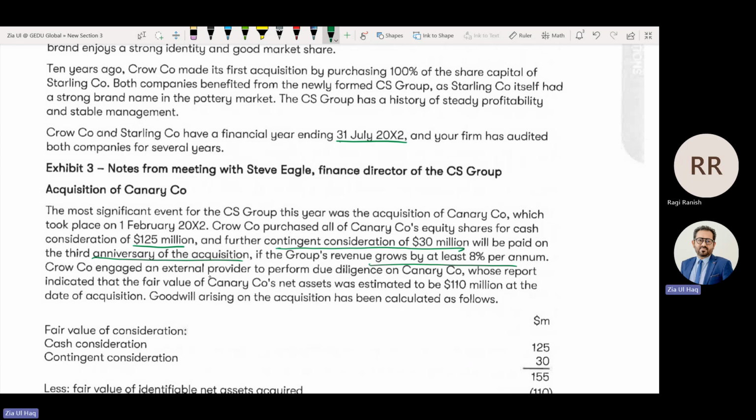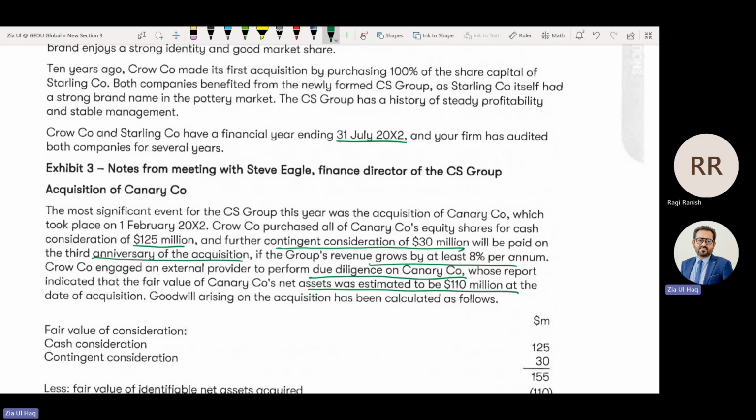Crow Company engaged an external provider to conduct due diligence on Canary Company. They engaged some consultants, whose due diligence report measured the fair value of net assets acquired. It indicated that the fair value of Canary Company's net assets was estimated to be 110 million.